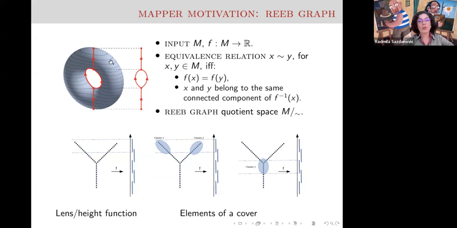So all these points on this circle are going to become one point here on the right, because this is one circle, one connected component. But if you look at this level here, there are actually two circles, so we're going to have this branching, and then they're going to merge again, and so on. So the Reeb graph is just the quotient space of our manifold with this relation. And this is the intuition and the motivation for the mapper. You have some point cloud, you have some height function, and then you need to make choices.